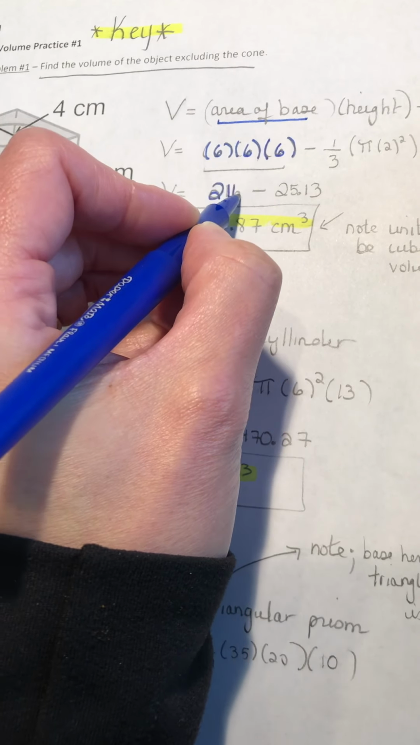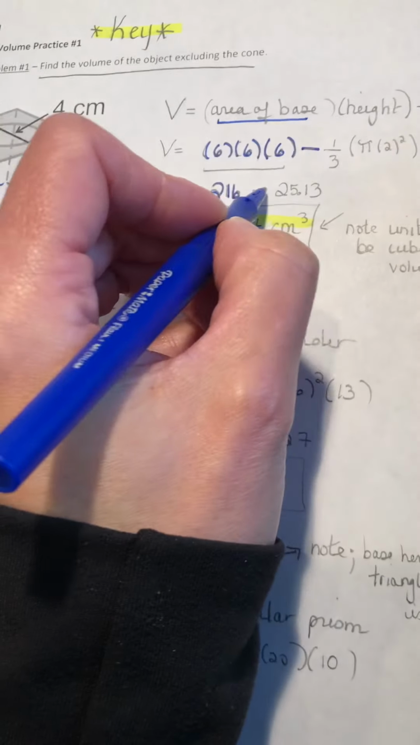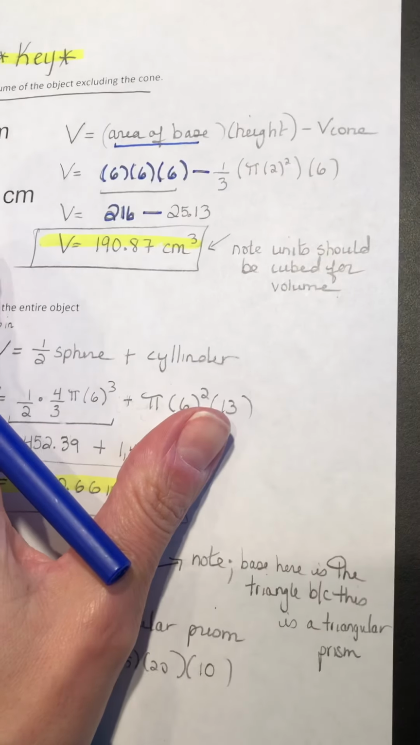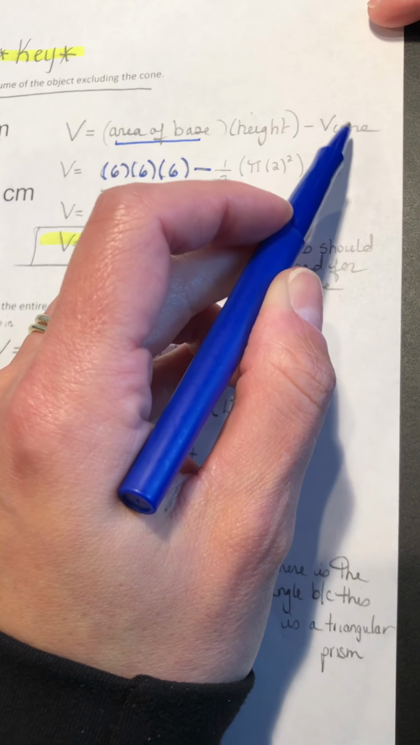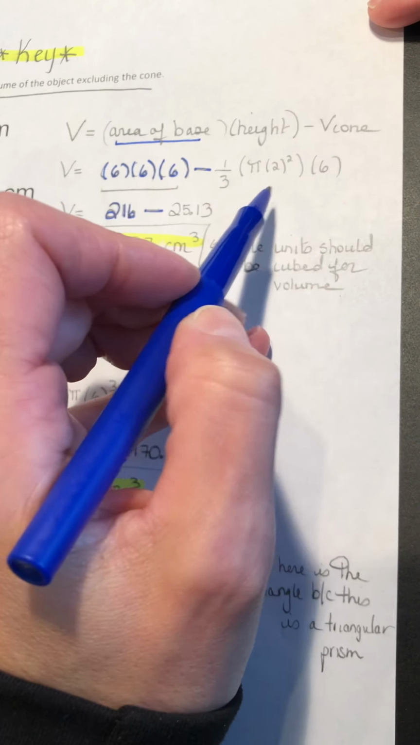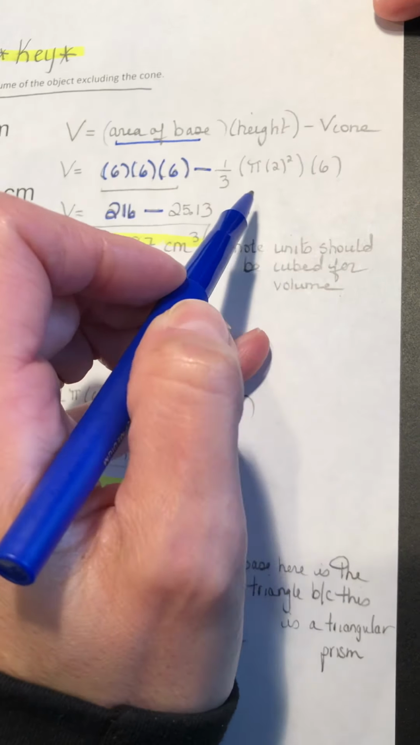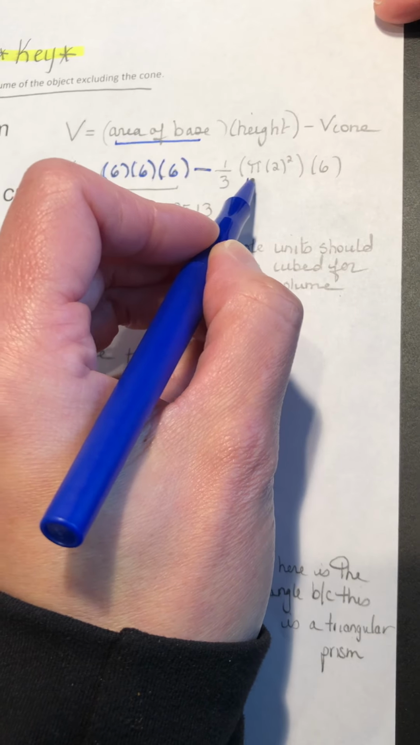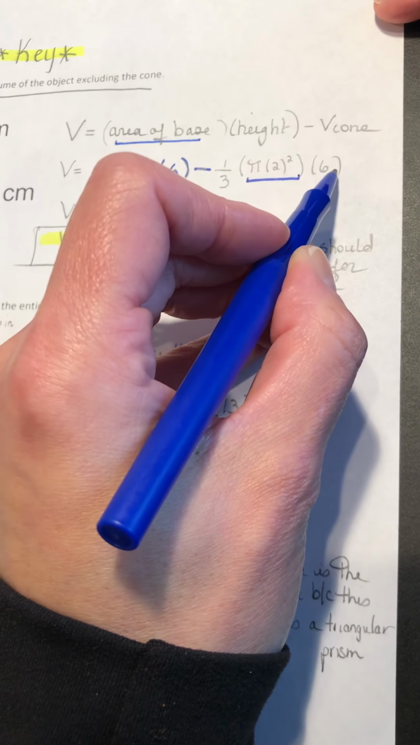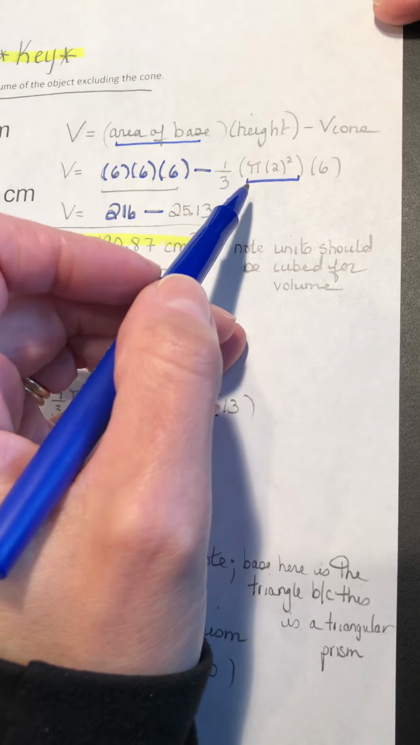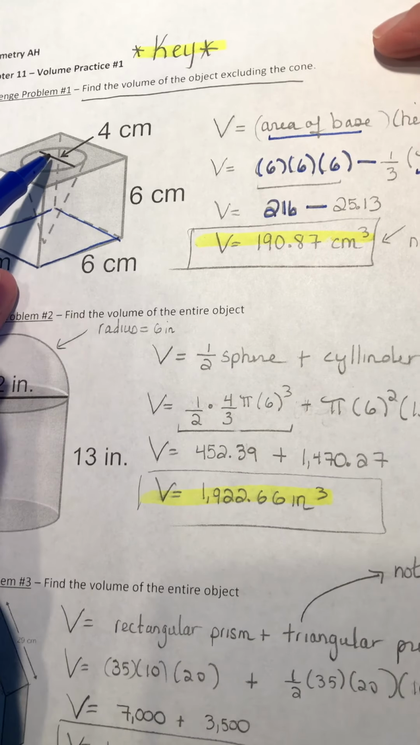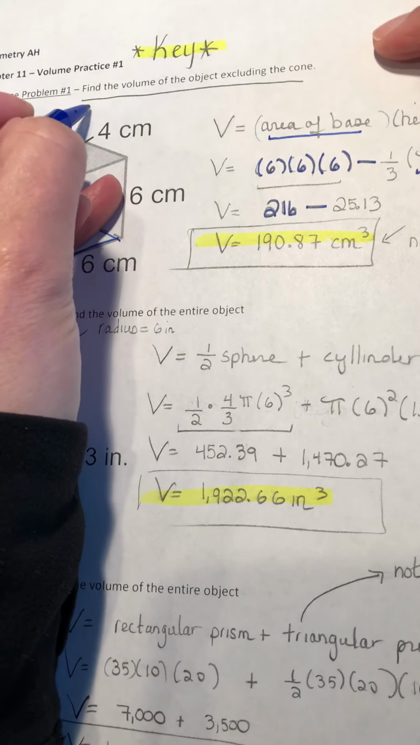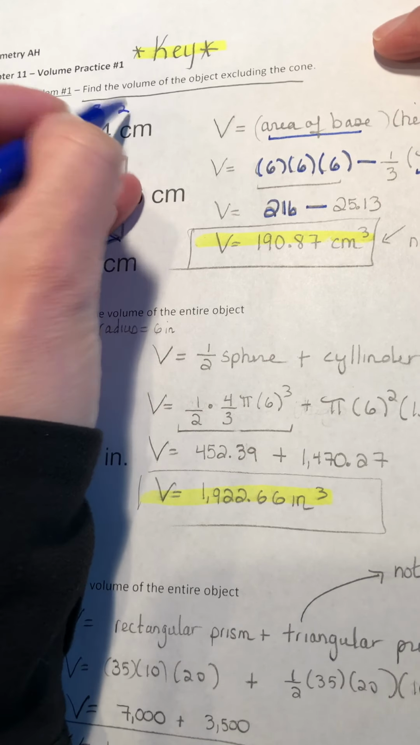Okay, now I need to subtract out the volume of the cone. But remember, because we have a cone that comes to a point, the volume is 1/3 as much. So we're going to do 1/3 times the area of the base times the height. Now the base of the cone is a circle. The diameter is 4 centimeters, which means the radius is 2 centimeters.